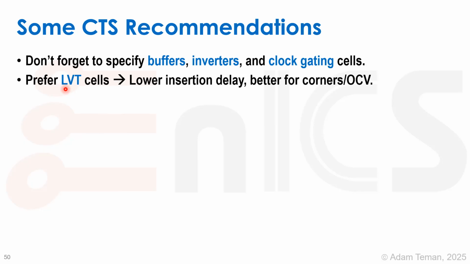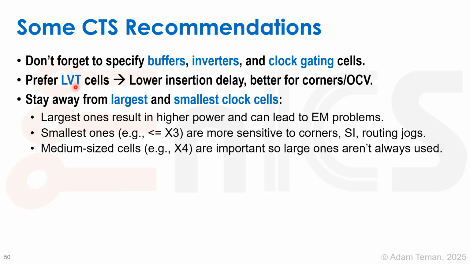So this is kind of counterintuitive because we don't usually like to use LVT cells because they're very leaky. But the clock is always toggling, usually, unless we clock gate it. And therefore, the leakage is kind of secondary next to dynamic power for clock cells. So we prefer to have fast clock cells rather than low leakage clock cells.